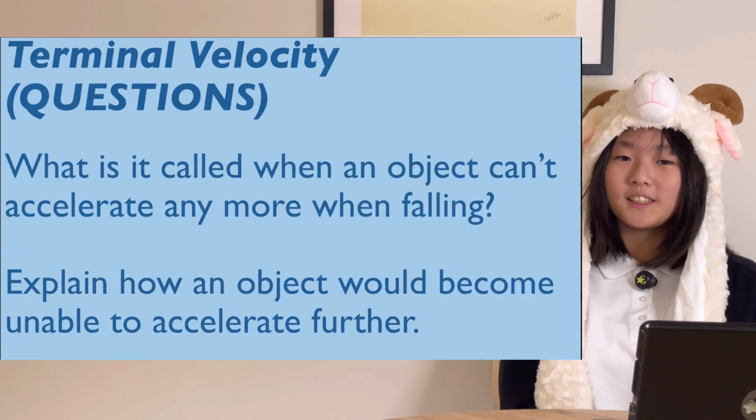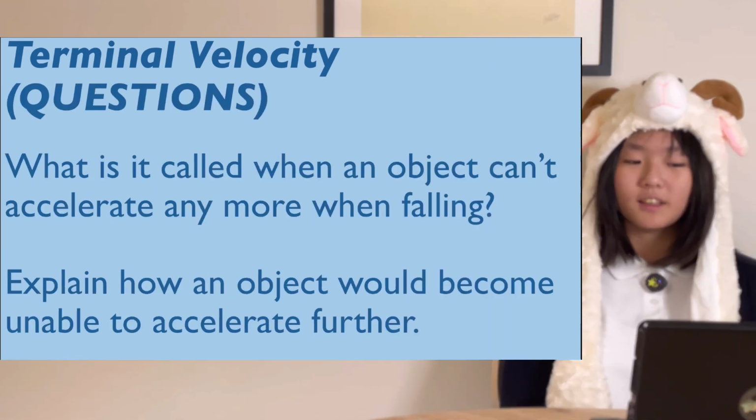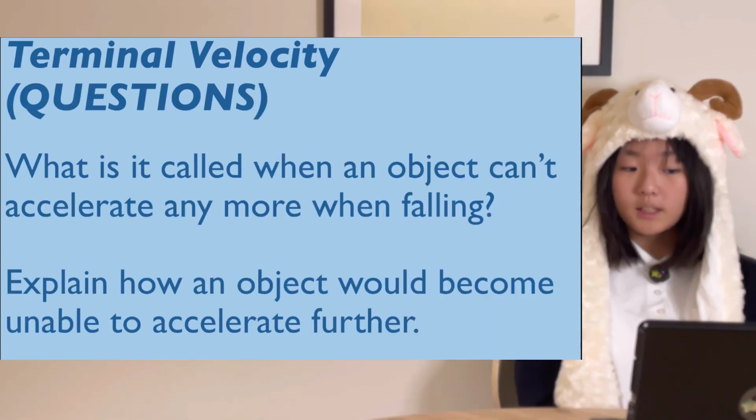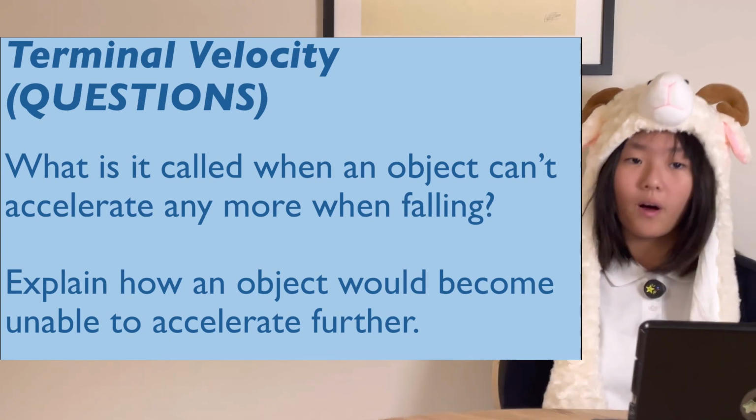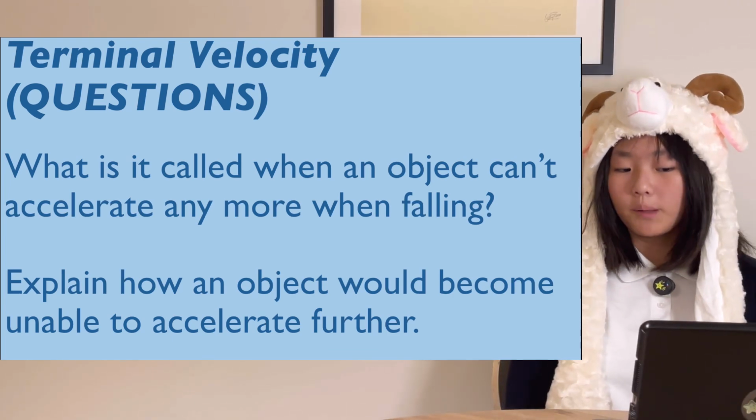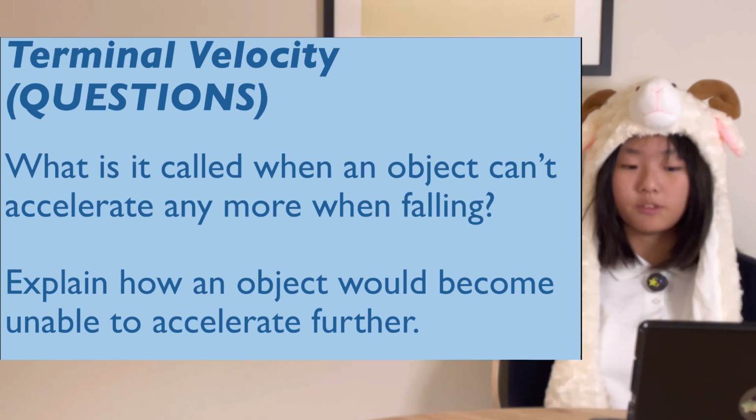I'll give you a few questions to test how much you understood what I just said. What is it called when an object can't accelerate anymore when falling? Explain how an object would become unable to accelerate further.